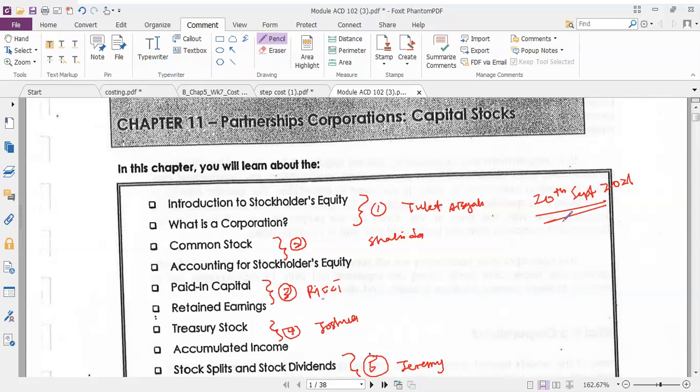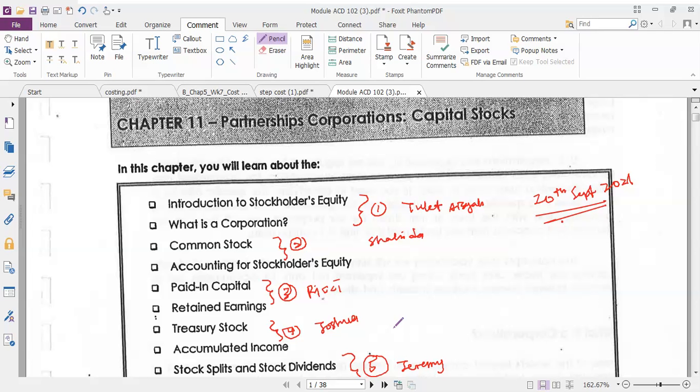Kat mana awak dapat ni? 24 August? Sepatutnya dah lepas dah. Edit kot salah. September maybe. Tak apa, nanti saya confirmkan balik.